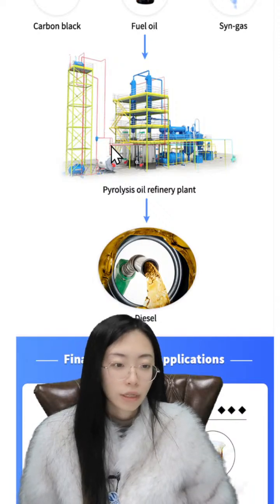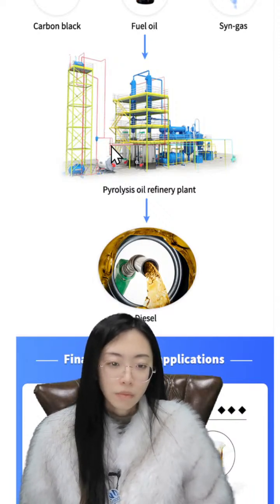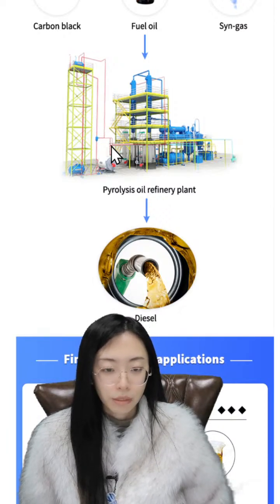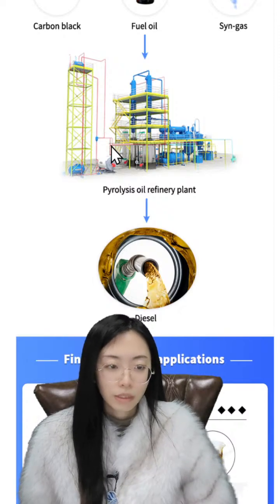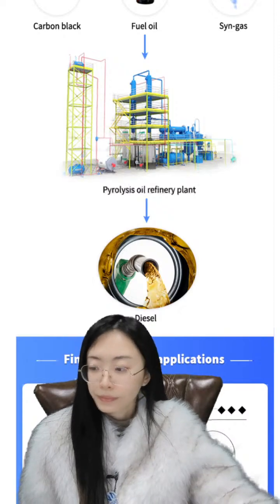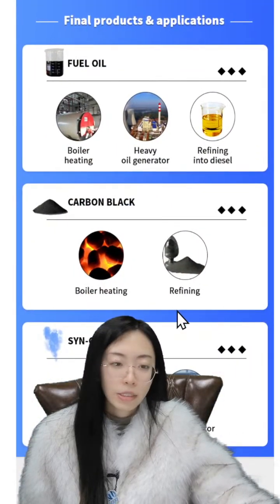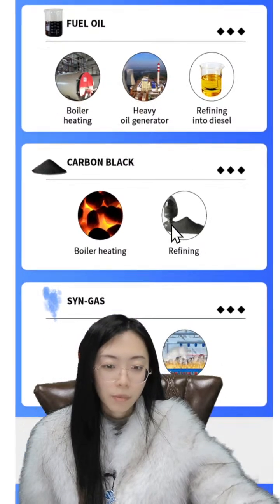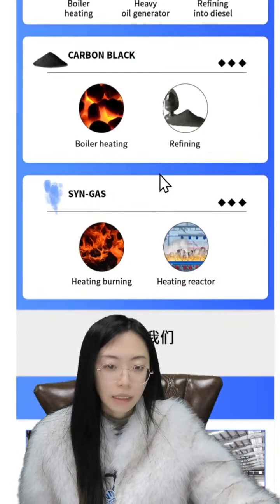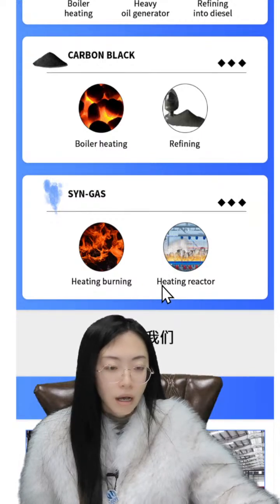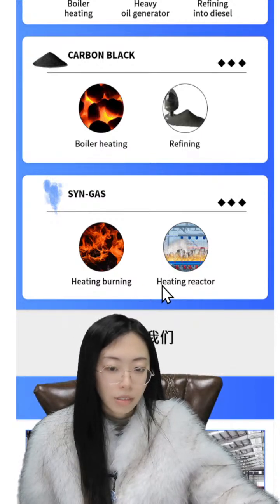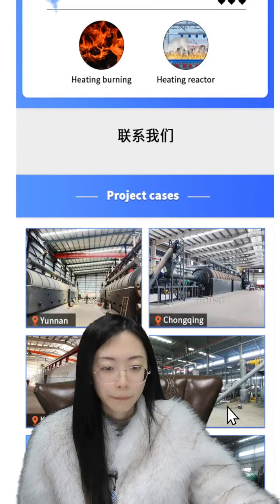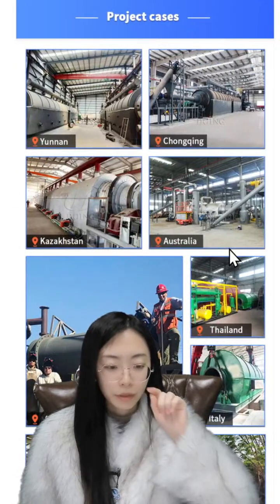And if you need, you can also contact our sales manager. The principle is different. For the first one, the principle is pyrolysis, and this one is for distillation. And this is the application. The fuel oil we can use for burners, or refine to diesel; carbon black for heating and refining; the gas is also burned. Other factories that need heating energy can also directly burn it in the burner. And here are the project cases.